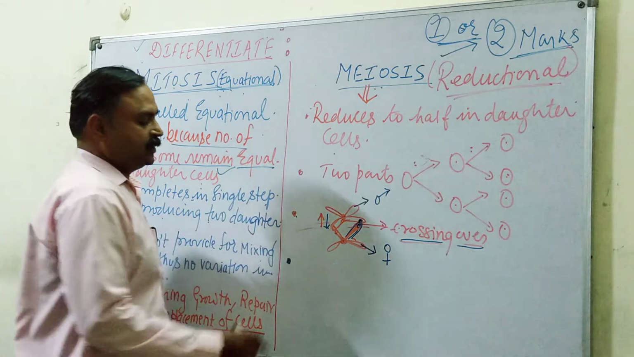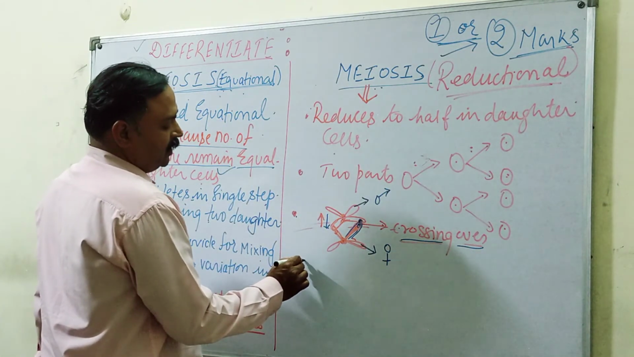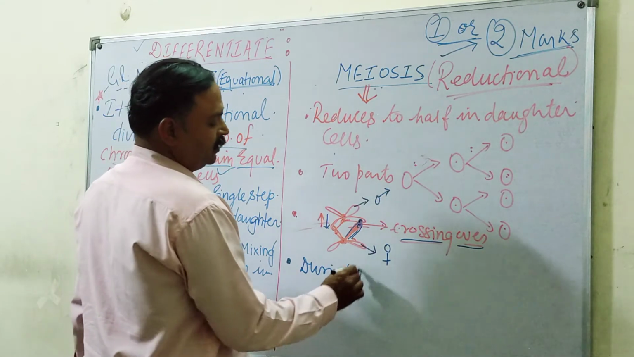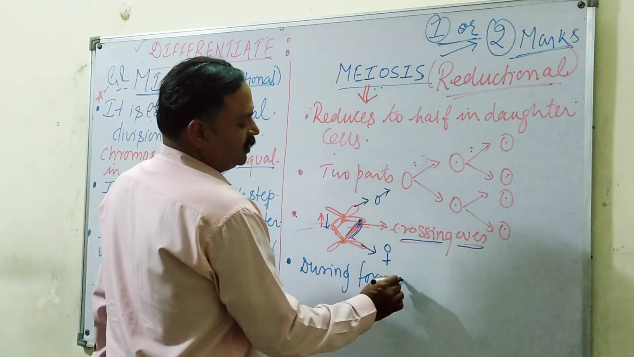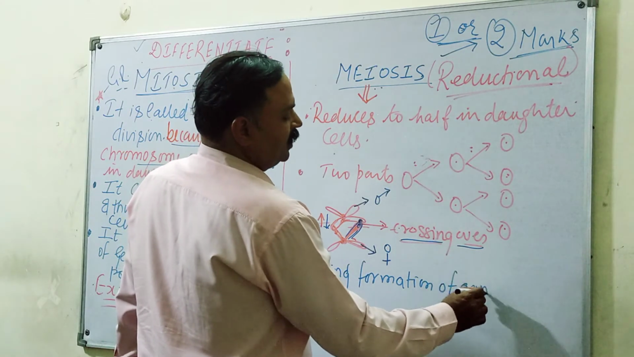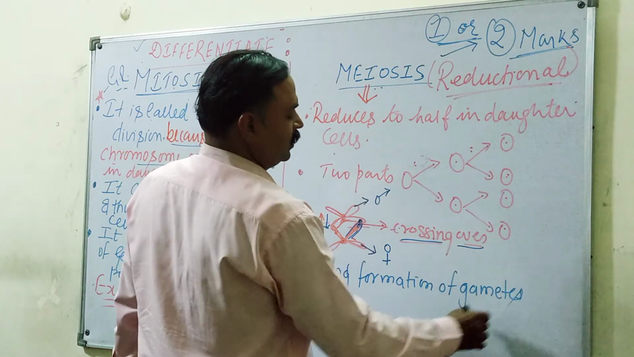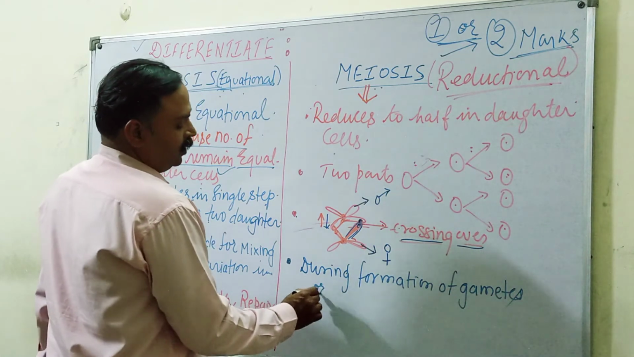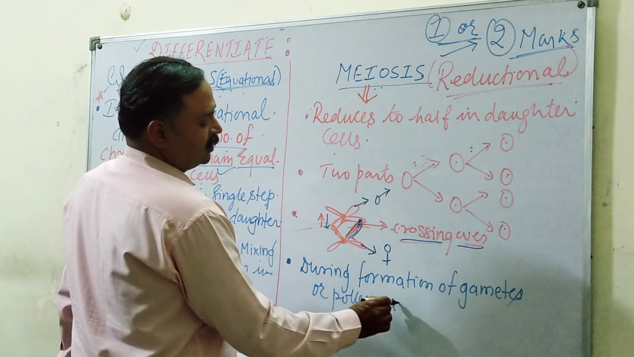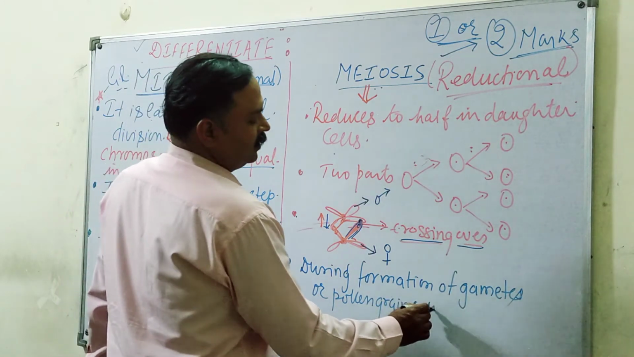This is the third point, and the last point is related to the example. Where does it occur? When does it occur? It occurs during formation of gametes, or you can say pollen grains in the flowering plant.